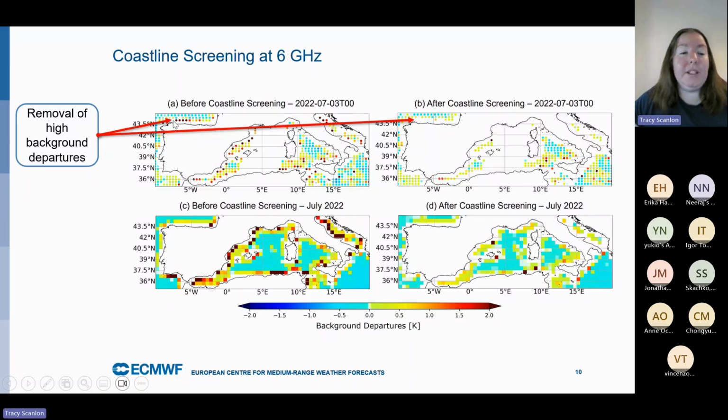So what we had to do was adapt our coastline screening so that for the 6 gigahertz channel, it's using the 6 gigahertz footprint. We found that if we do this, we manage to eliminate these high background departures around the coastlines, and this all adds up over a month to reduce the high departures that we see in these areas.